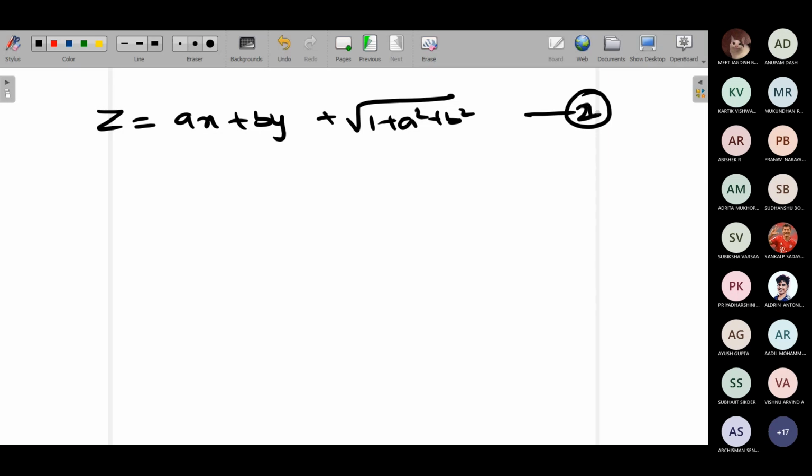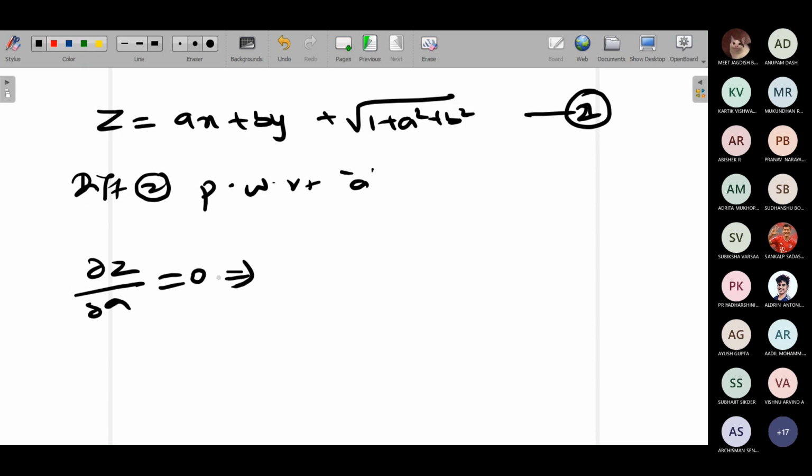Now, what is our aim? This is your complete solution. You know that for Clairaut's form, the singular solution exists. To find the singular solution, what should we do? Differentiate 2 partially with respect to a and equate it to 0.